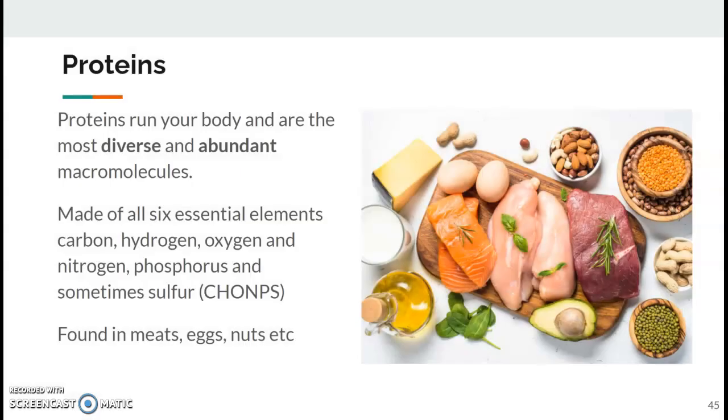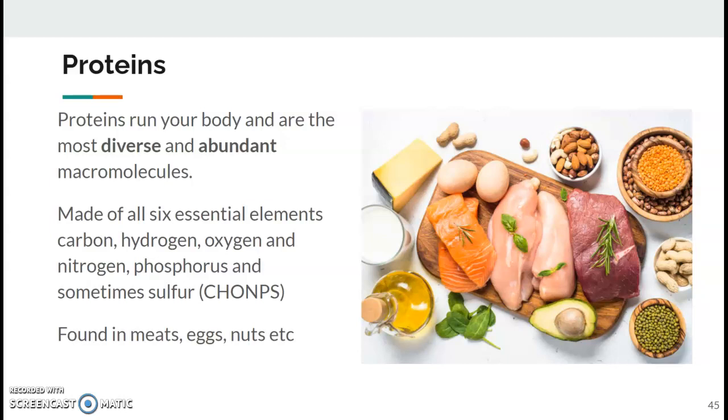Proteins, they run your body. And we're really going to dig into the idea that proteins are very important, arguably the most important things in the body. Proteins are diverse, they're abundant, and they have many, many uses. They're made of all 6 essential elements.